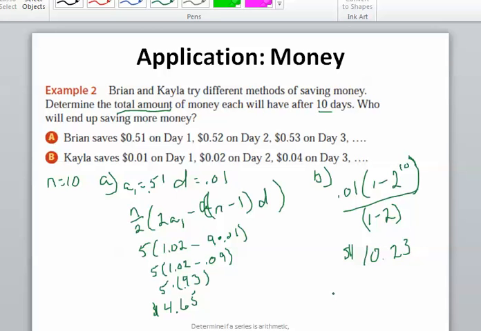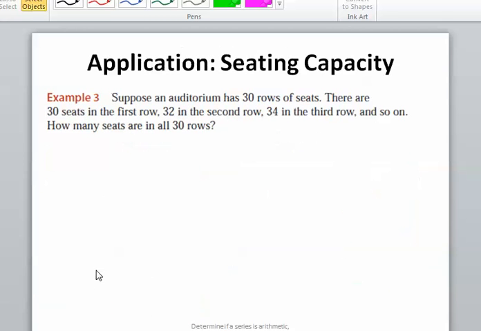So, who winds up saving the most money? Is it Brian or Kayla? It's Kayla. She saves $10.23 where Brian only saves $4.65. Cool? Okay, let's look at another quick example here.